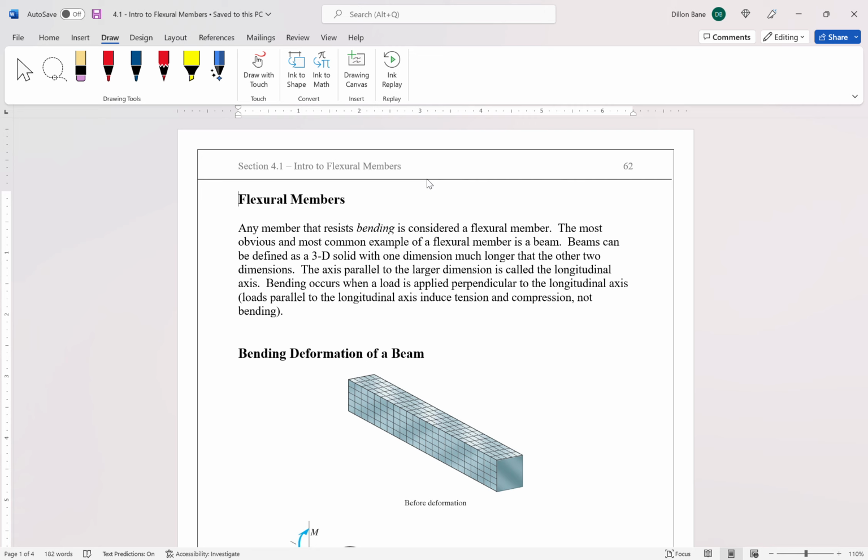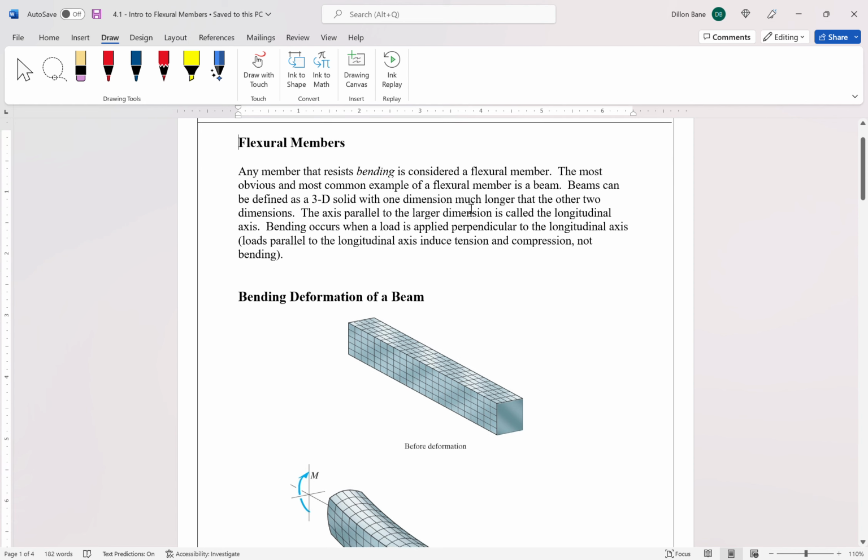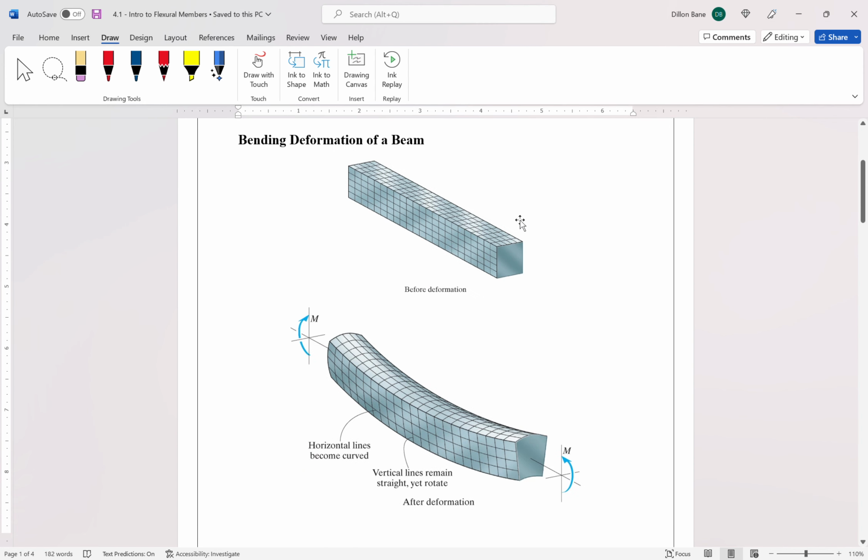bending stress. So up till now, everything in the class has been axial stress, axial deformations, longitudinal strain, longitudinal stress. Everything's been in that axial longitudinal direction, but now we're going to switch up our thinking. We're going to be looking at flexural members now, things that are actually bending.